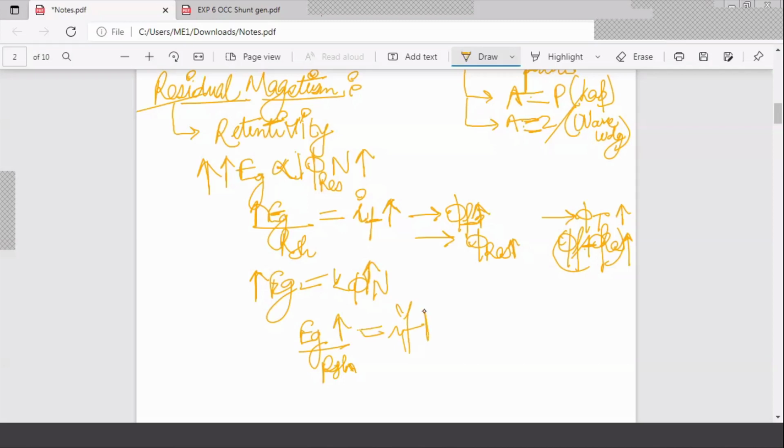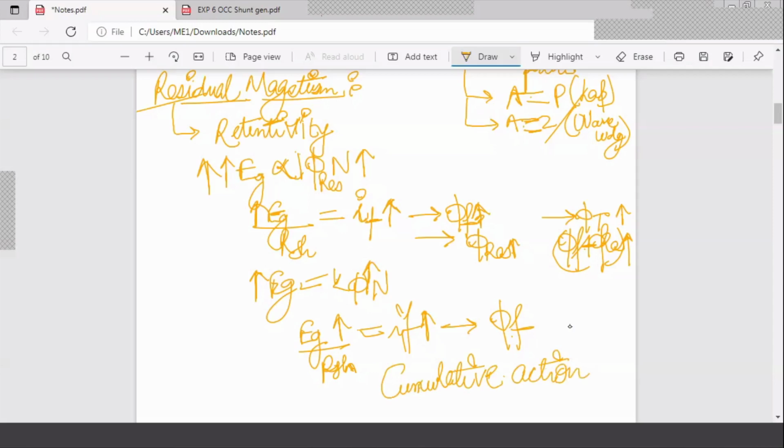The field current will increase, and the field current increase will again lead to an increase of flux, phi F, and phi F is already aiding the residual flux, as a result of which again total flux increases, and this whole process is cumulative action. This process is known as a cumulative action.